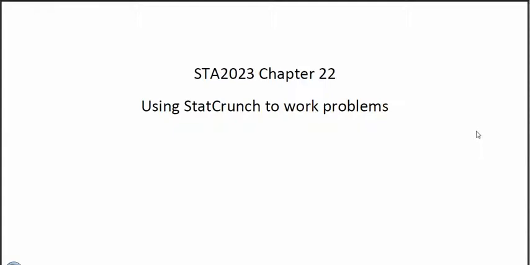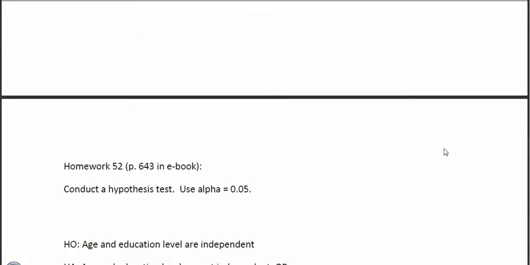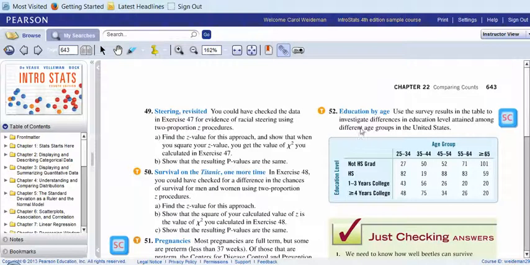I'm going to show you how to work some problems from Chapter 22, the chi-square test of independence, and I'll demonstrate one problem where we have the raw data and another problem where we only have summary data. So the first problem I selected to work on is problem 52 on page 643 in the ebook, and we can take a look at it here.